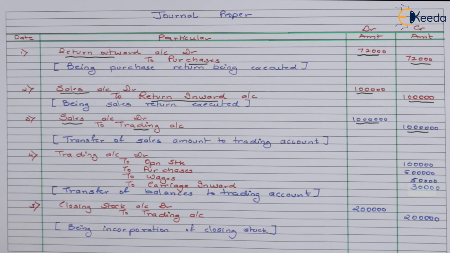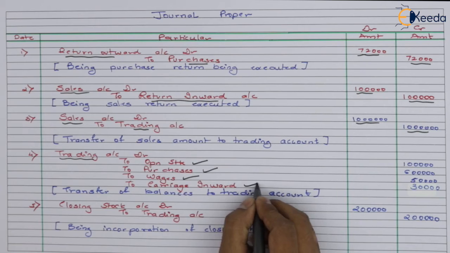Similarly, on the trading account debit side, there were certain items that we had to mention, something like opening stock, purchases, returns, wages, carriage inward, etc. That means opening stock, net purchases, carriage inward, wages, and sales have been mentioned here. So let's figure out that entry now. As you can see, trading account has been debited. The first item that has been credited here is the opening stock. Then is the purchase. Then is the wages. And the next one is the carriage inward.